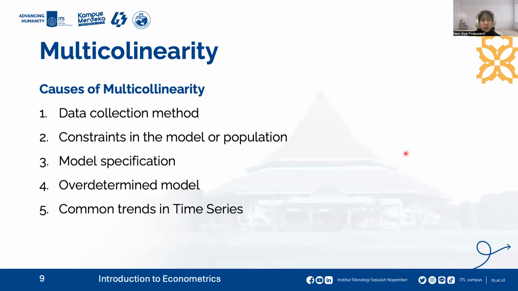The third one could be model specification. Let's say we include a polynomial term like what I explained earlier, so along with x, we also include x squared in the model.